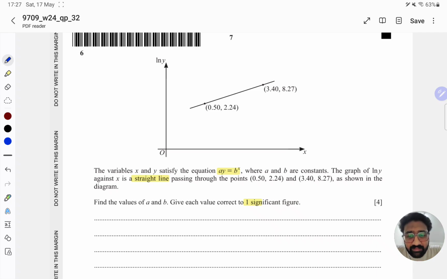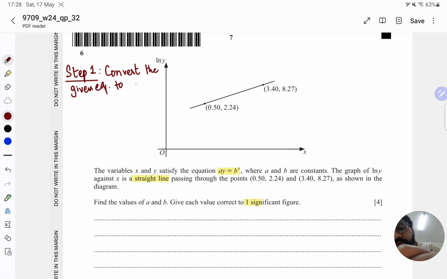So we'll convert the given equation into a linear equation, a straight line equation. So this is the first step. Let me write step number 1. Step number 1 is to convert the given equation to a straight line equation.